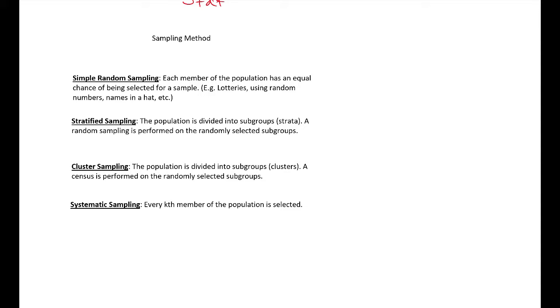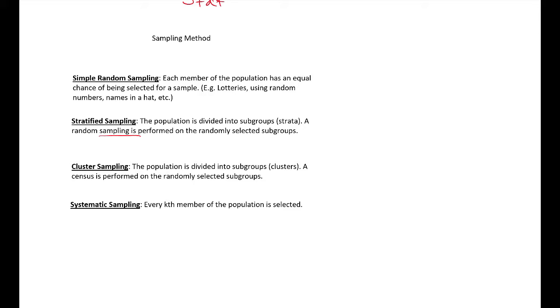a random sampling is performed on randomly selected subgroups. What that means is that once I have my subgroups, I can choose all of my subgroups or some of my subgroups, doesn't matter. But the difference between stratified and cluster, which we'll talk about in a second, is: what do you do with the subgroups that you have? Well, if you perform a random sampling on the subgroup, meaning you ask some of the people within the subgroup, you've performed what we call stratified sampling.